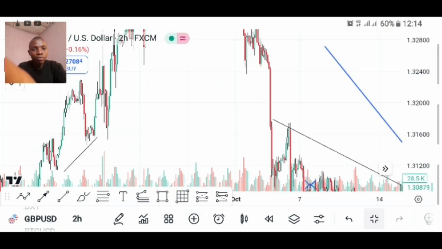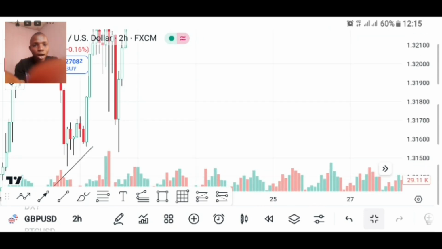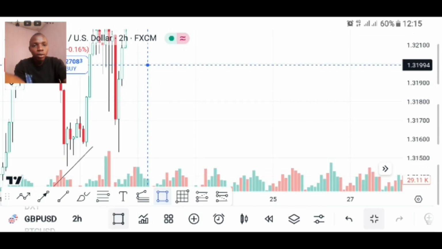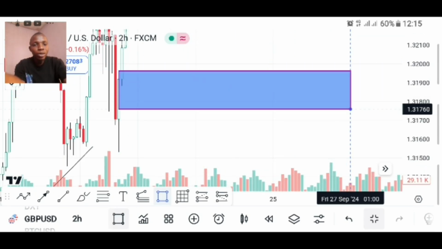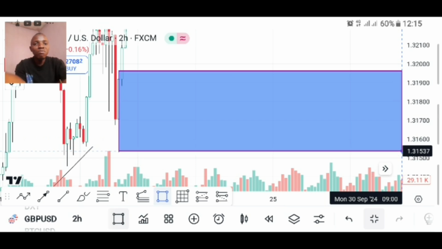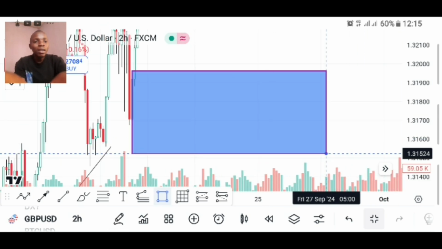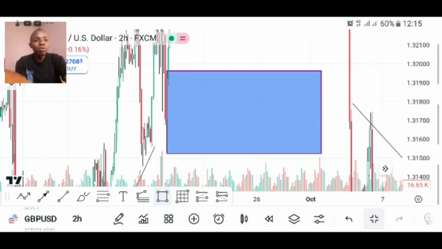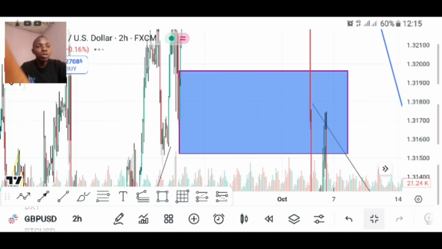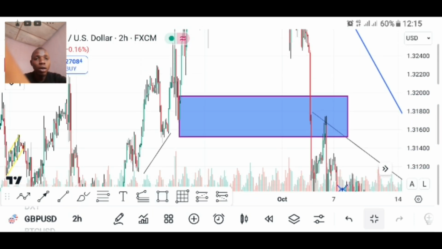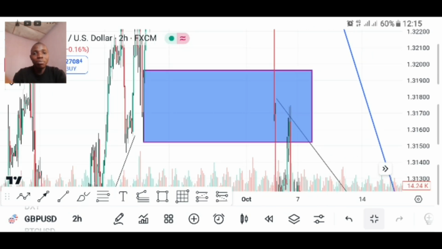Let me mark the zone very well. So from here we have a zone like this, together with the wick. You know, the zone looks very big, wider than others. And in this case, we don't expect you to draw a very big zone this way. No, don't do it this way. Look at it. If your zone is as big as this, it is not good. It's very dangerous.